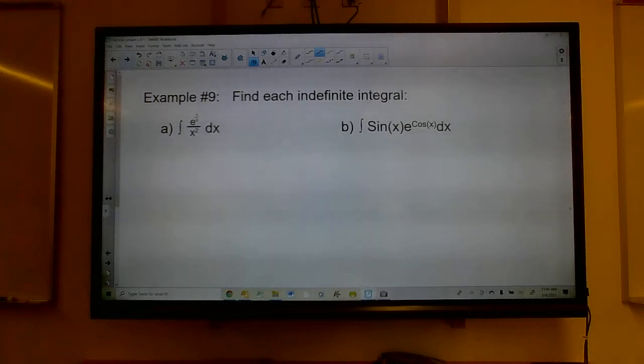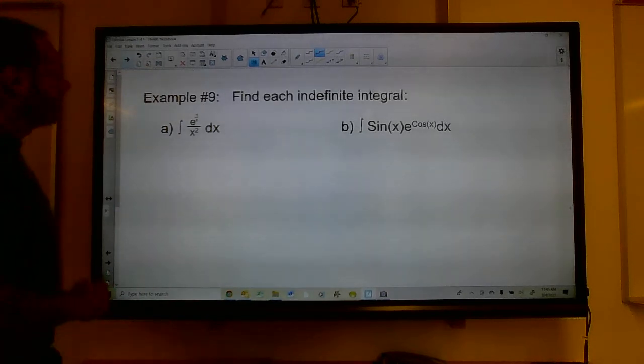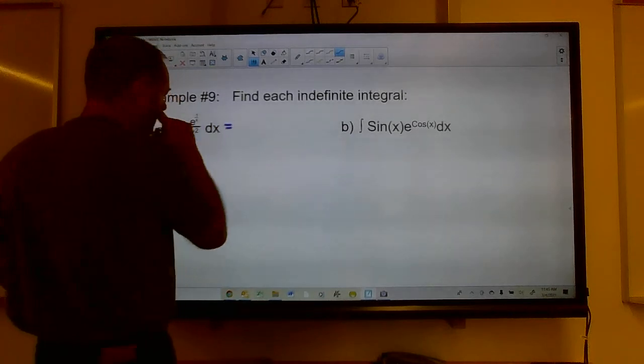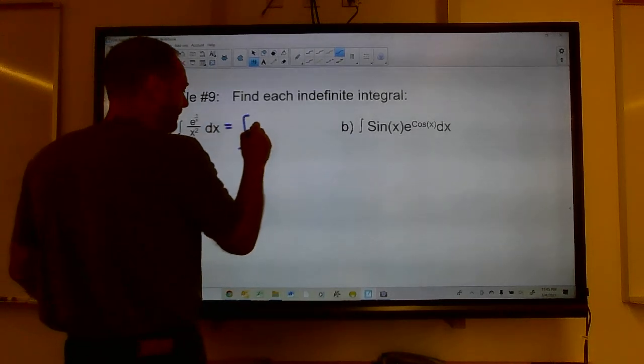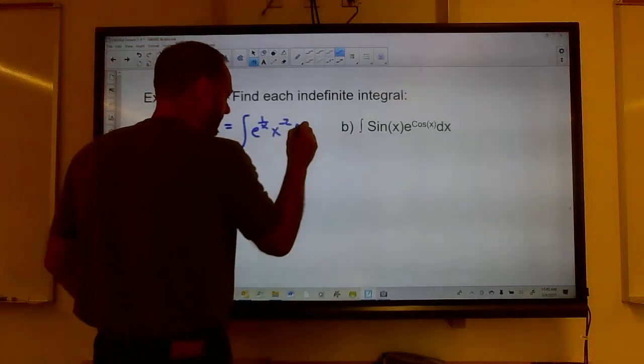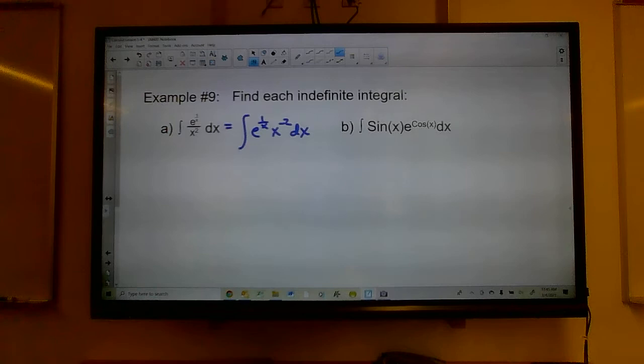Okay, find each indefinite integral. So e to the 1 over x divided by x squared dx. Okay, so here's what we're going to do. Let's take this and rewrite this a little bit, make it a little easier to work with. Let's make it the integral of e to the 1 over x times x to the negative 2 dx.